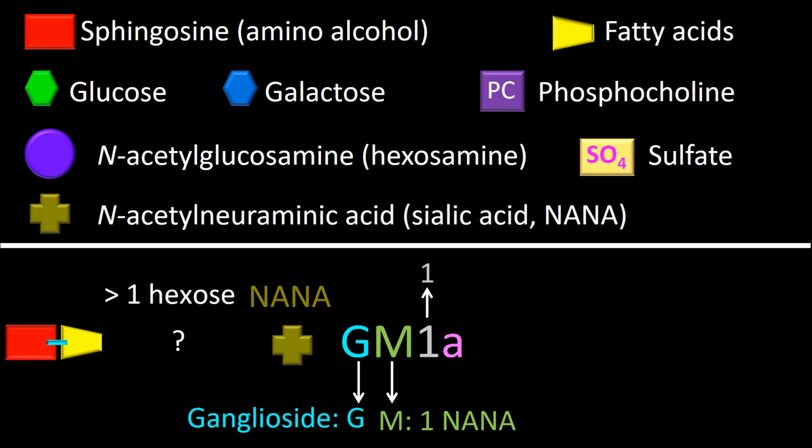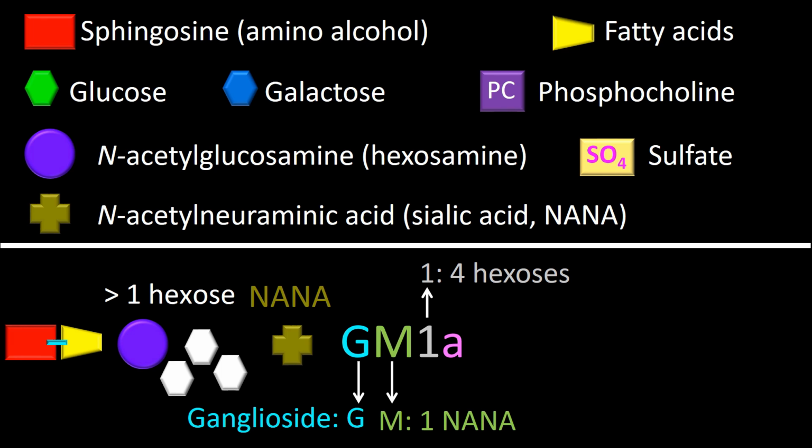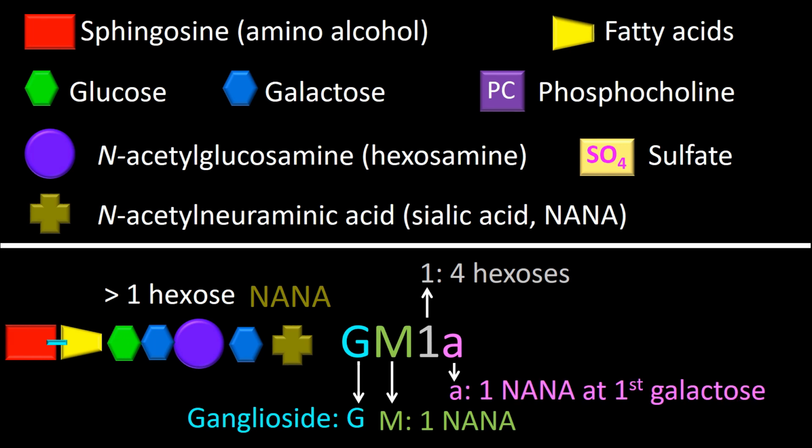Then 1 indicates that there are 4 exos, which include 1 exosamide and 3 exos. The order they are placed in the structure has to be memorized. In this case, it is as you see. Then A indicates that there is only 1 sialic acid attached to the first galactose. So GM1A is formed.